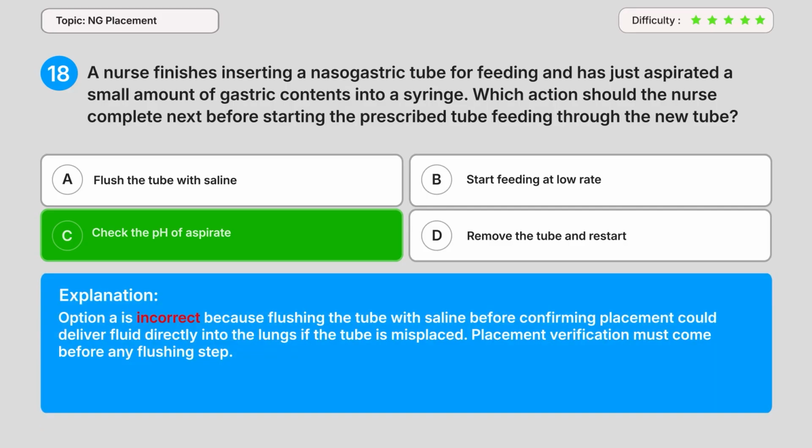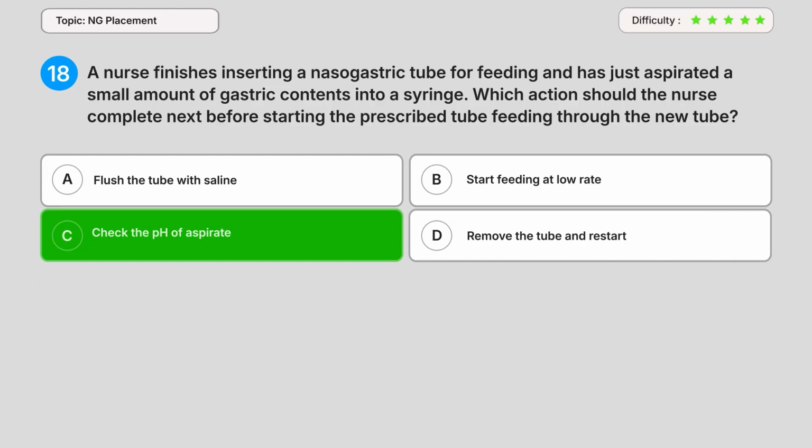Option A is incorrect because flushing the tube with saline before confirming placement could deliver fluid directly into the lungs if the tube is misplaced. Placement verification must come before any flushing step.